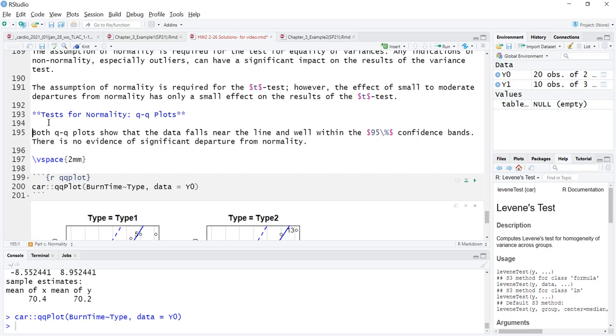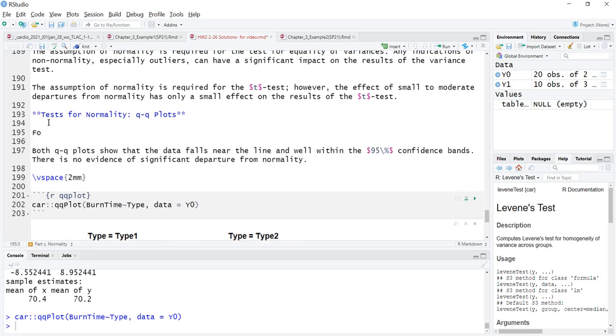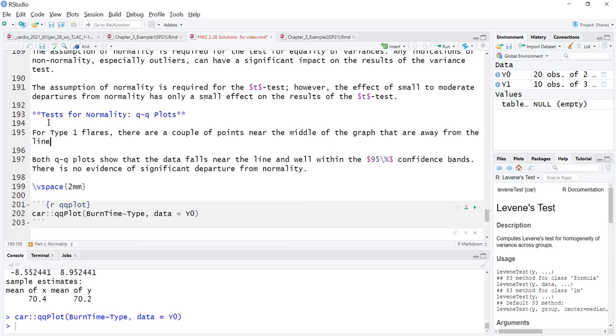All right. So for type 1 flares, there are a couple of points near the middle of the graph that are away from the line, but not outside the 95% confidence bands. Okay.